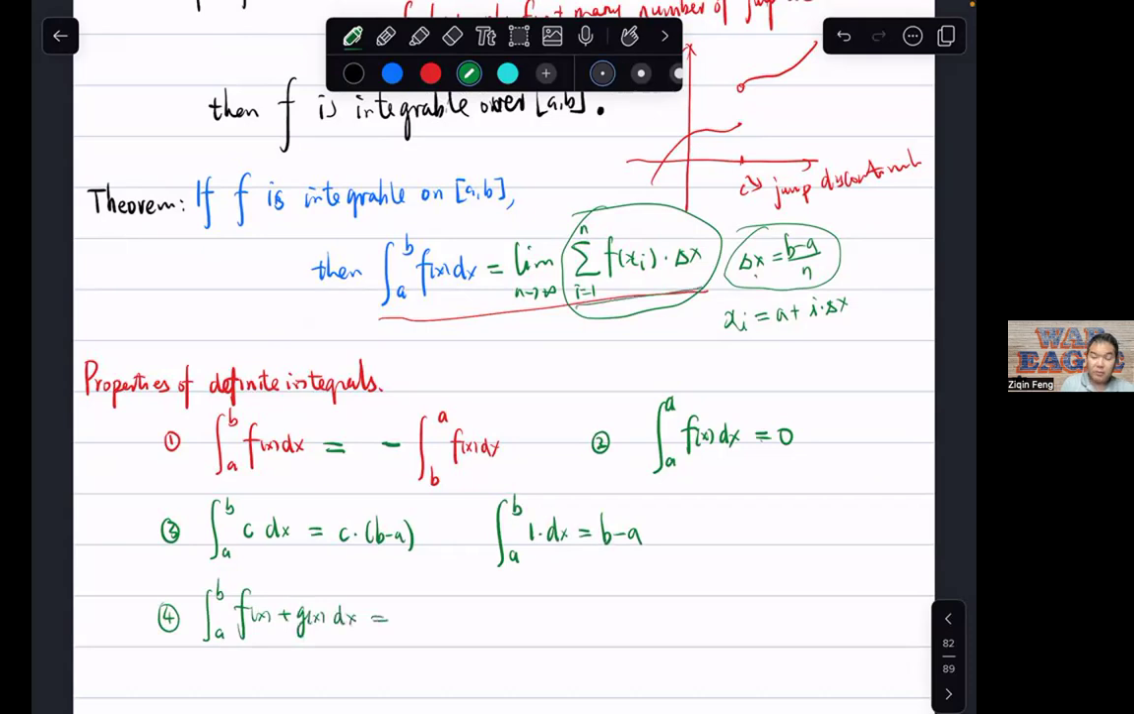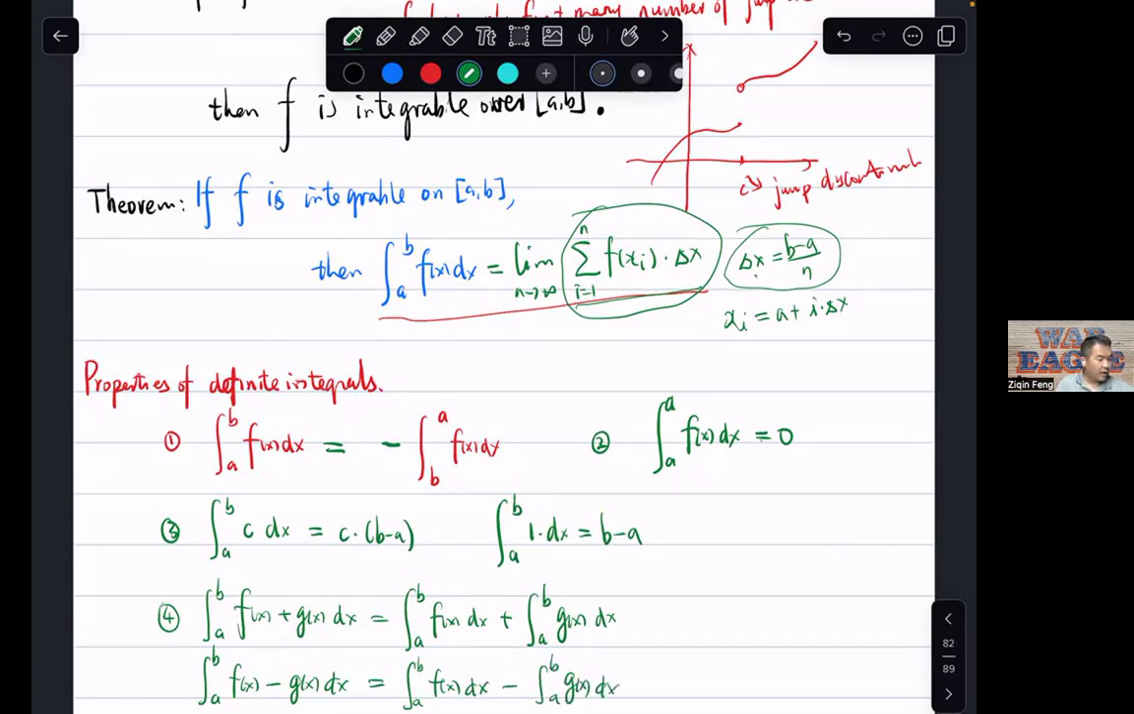Some other properties: the integration from a to b of f of x plus g of x dx. Using our property of summation, you can always split it. So this is the integration from a to b of f of x dx, plus the integration from a to b of g of x dx. The same thing happens for the difference. If both integrals exist, then the integral of the difference is the integral from a to b of f of x dx minus the integral from a to b of g of x dx.